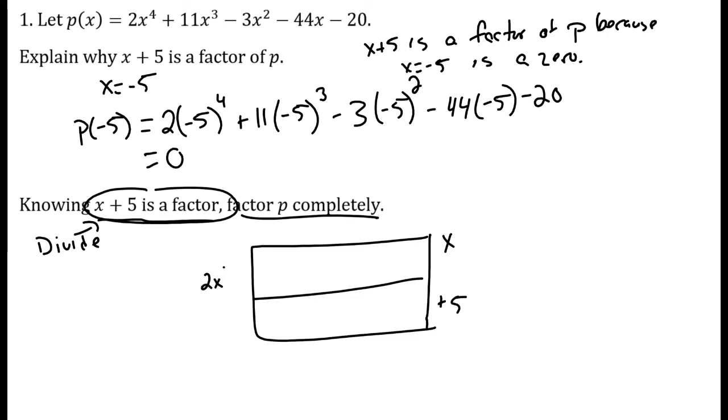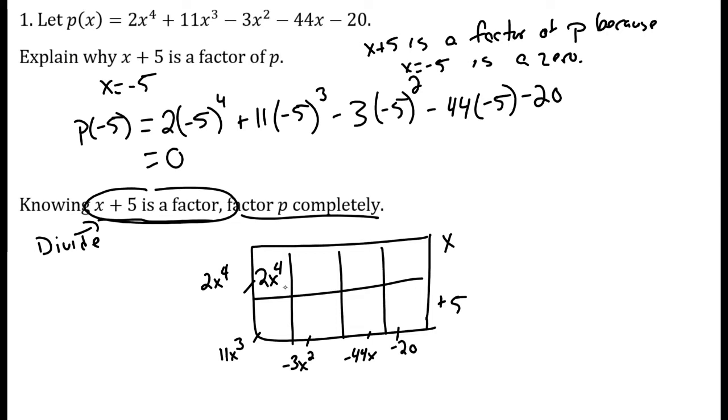I've got a 2x to the fourth and 11x cubed. We need lots of columns here. Minus 3x squared, another column. Minus 44x, another column. Negative 20. Okay, so I've got all of these columns here, and I'm going to stick a 2x to the fourth in there. Because I know x plus 5 is a factor, that means I can use division to get the other factor and help me factor this expression.